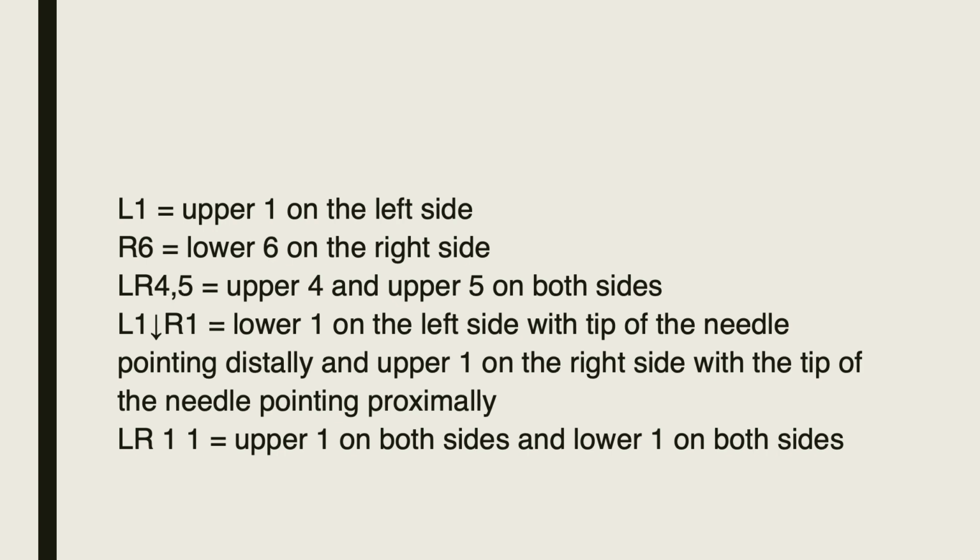L1, upper 1 on the left side. R6, lower 6 on the right side. LR4, 5, upper 4 and upper 5 on both sides. L1 with the arrow pointing downwards, R1: lower 1 on the left side with the tip of the needle pointing distally, and upper 1 on the right side with the tip of the needle pointing proximally. LR1 and 1: upper 1 on both sides and lower 1 on both sides.